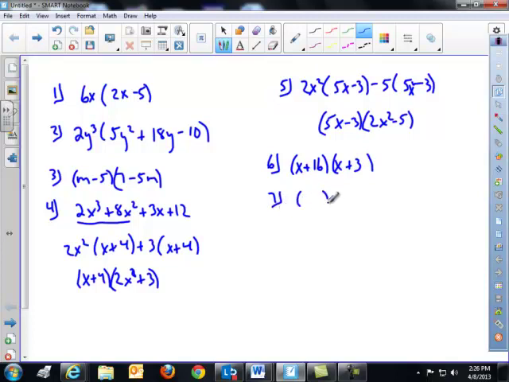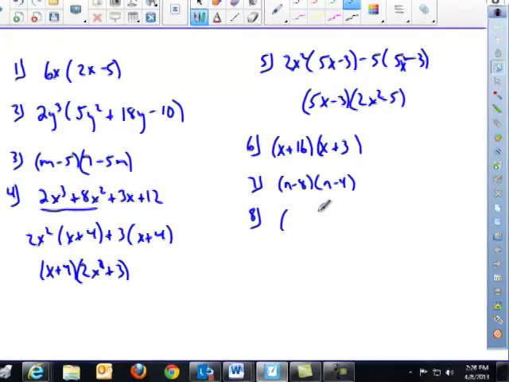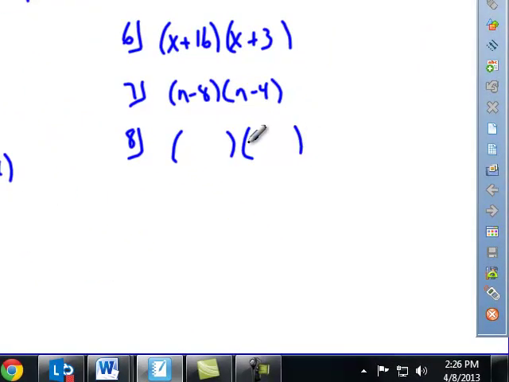For number 7, same idea. I'm going to factor this down here. There is no common factor, so I'm past that step. And what would work there is n minus 8 times n minus 4. Number 8, again, there is no common factor, so I'll see what I can multiply here. b times b, and I want to see what I can multiply to get negative 90 that I can combine to get negative 1. And that will give me negative 10 and positive 9.